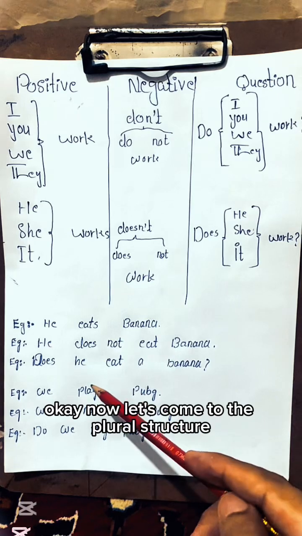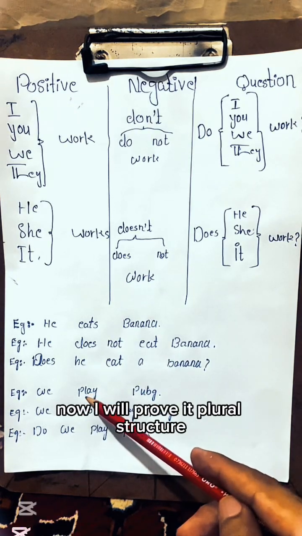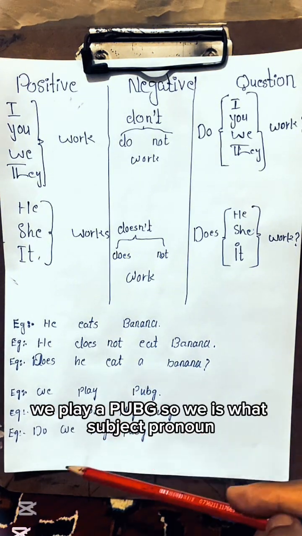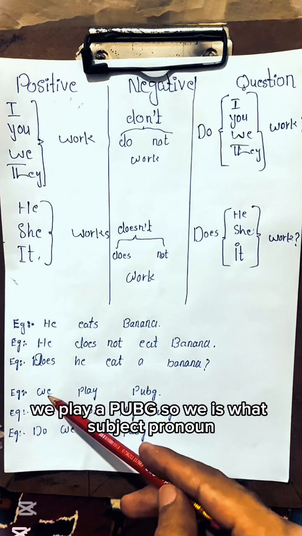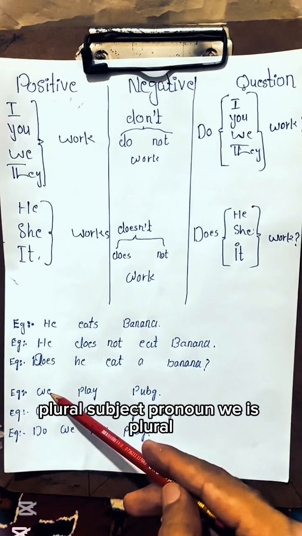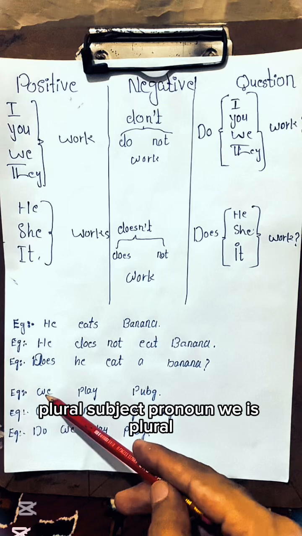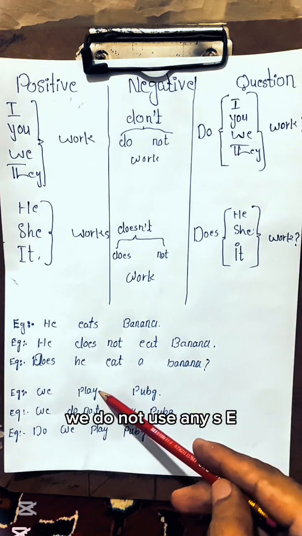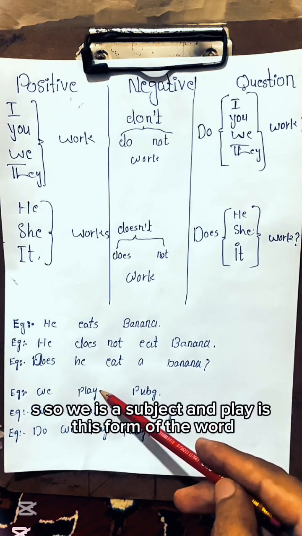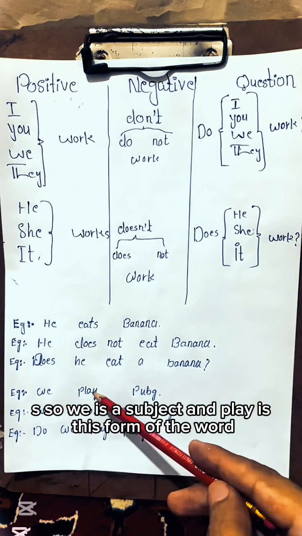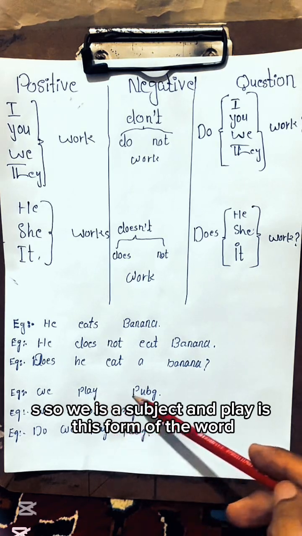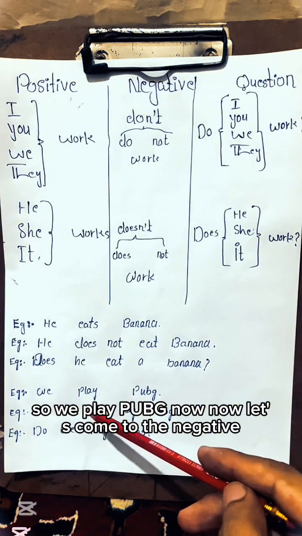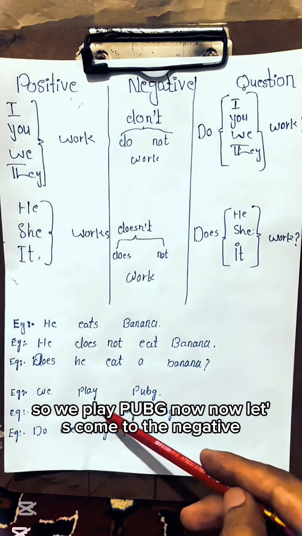Okay, now let's come to the plural structure. Now I will prove it. Plural structure. We play PUBG. So we is what? Subject pronoun. What kind of subject pronoun? Plural subject pronoun. We is plural. So with plural we use the base form of the word. Here we do not use any s, es or ies. So we is the subject and play is the base form of the word, and this is the rest of the sentence. So we play PUBG.